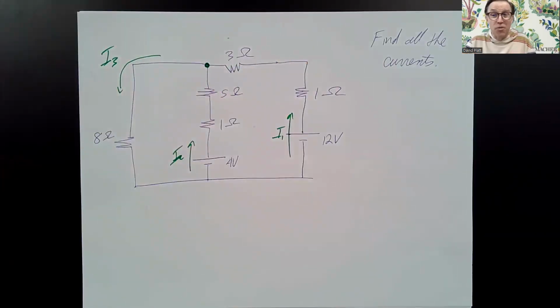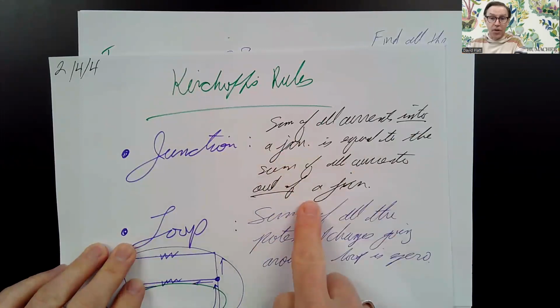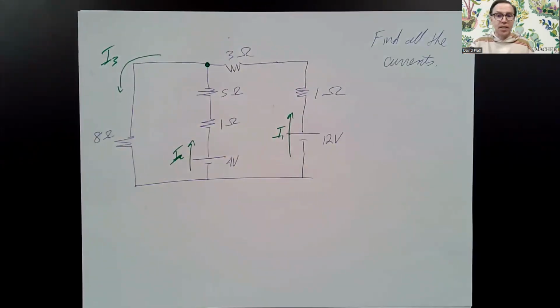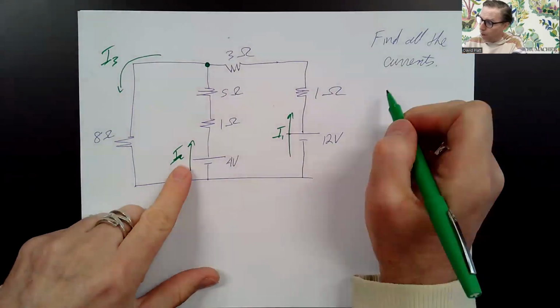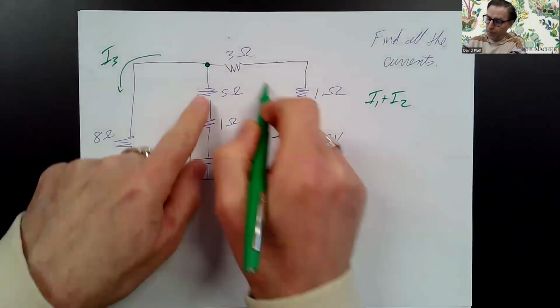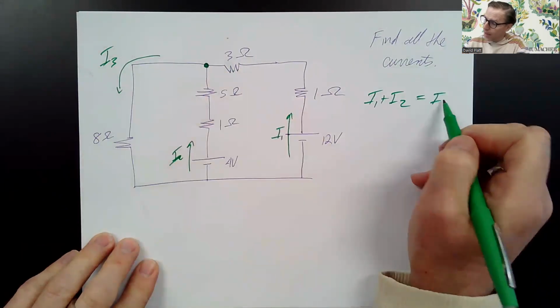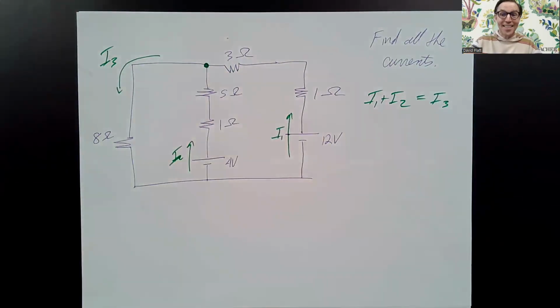You should probably press pause for a moment and see if you can write Kirchhoff's junction rule. The sum of all the currents into the junction is equal to the sum of all the currents out. So press pause, see if you can get it. And welcome back. The currents in are I1 and I2, and the sum of all the currents out is just I3. Did you get that equation?